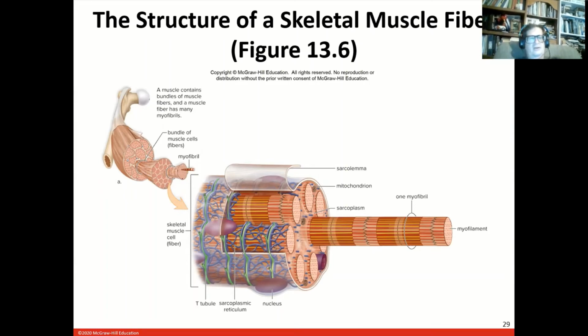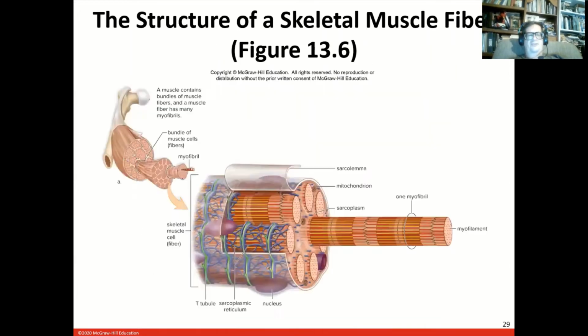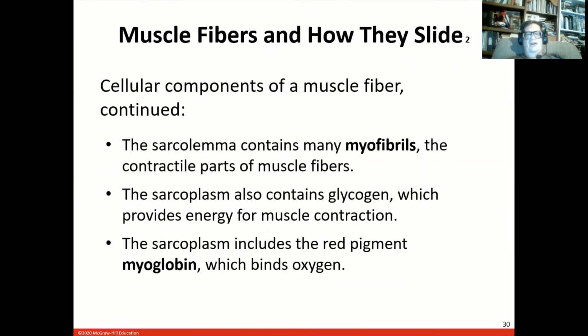Okay, and so the cellular parts of a muscle fiber, the sarcolemma has many myofibrils in it. Let's back up to make this make sense. The cytoplasm of the cell has a bunch of muscle fibers of a muscle cell. It's got a bunch of fibers in it. Great. So it has a bunch of myofibrils. These are the parts that contract.